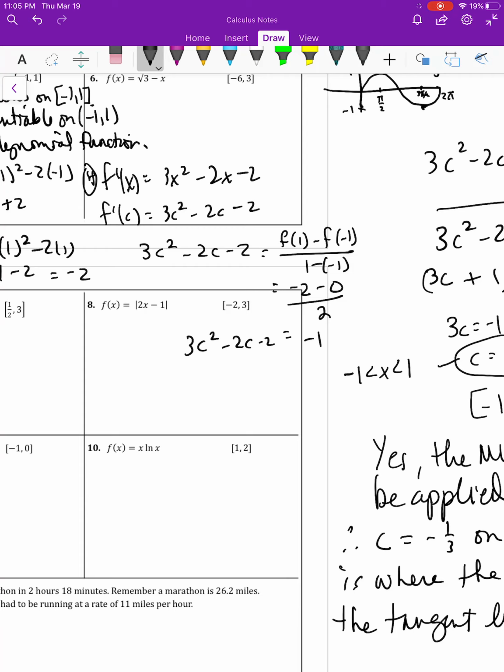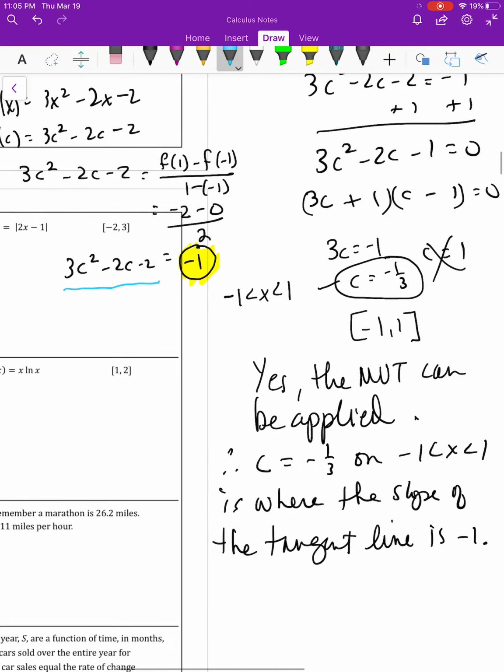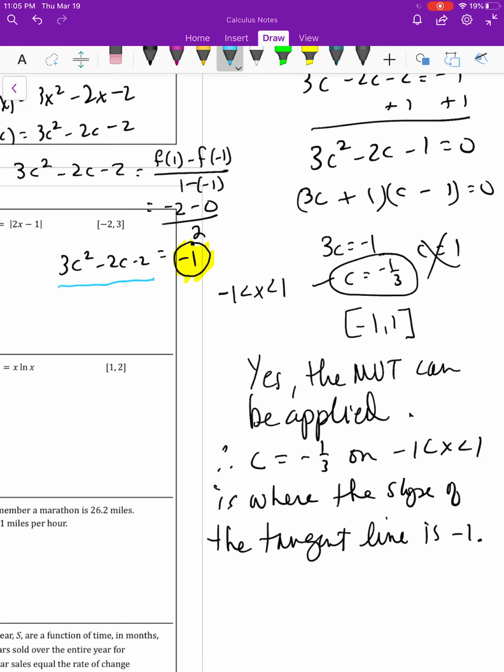Because remember, this is the slope of the secant line up here. The slope of our secant line was negative 1, and we were setting our derivative equal to that, because we wanted to know, for what c value is the slope of the tangent line equivalent to the slope of the secant line. We found that c equals negative 1/3. So if the slope of the secant line was negative 1, it's where the slope of the tangent line is negative 1.